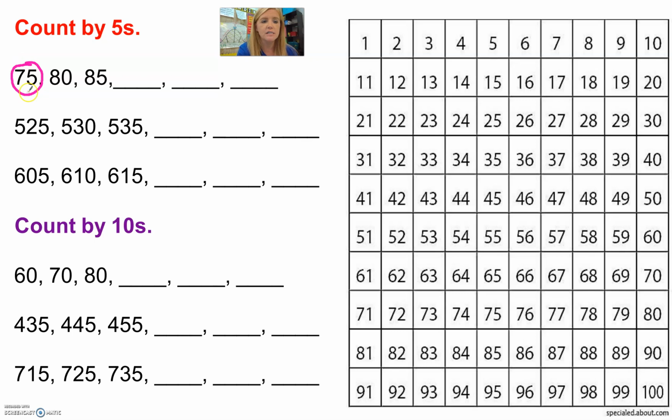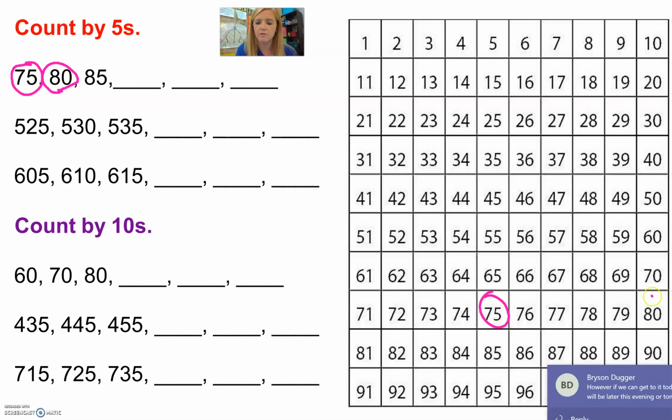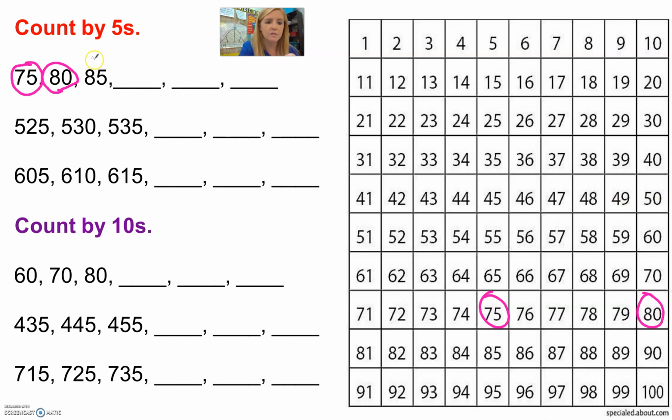So hunk and chunk the tens and the ones, and you notice that the number is 75. So I'm going to go ahead and find that number on my hundreds chart. The next number in the sequence is 80, no hundreds. So I'm going to hunk and chunk my tens and my ones, and I'm going to find it on the hundreds chart. Now, the third number in the sequence is 85. Once again, no hundreds. I'm going to hunk and chunk it together and find it on my hundreds chart.